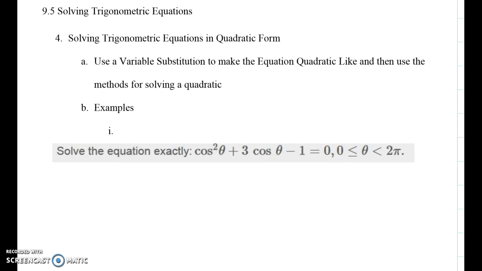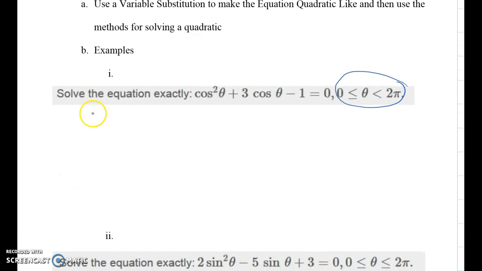Cosine squared theta plus 3 cosine theta minus 1 equal to 0. And we are just looking at that first period of cosine from 0 to 2 pi. And so I'm going to make a substitution, if you'll allow me here. I'm going to say let's let x equal cosine theta. Doing this shows me that I'm working with x squared plus 3x minus 1 equal to 0. Now I'm just back to college algebra.